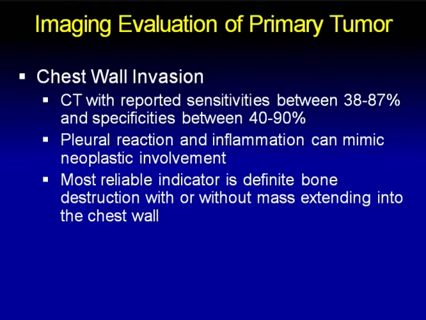And then the most reliable indicator, which is sort of like saying it's a sunny day if you see the sun, is if there's definite bone destruction, with or without a chest wall mass extending in the chest wall, then it is chest wall invasion.